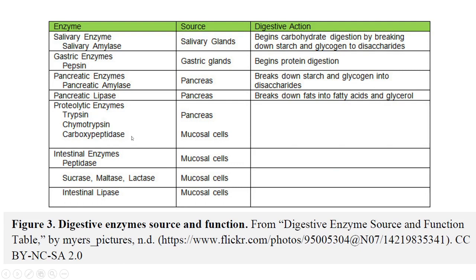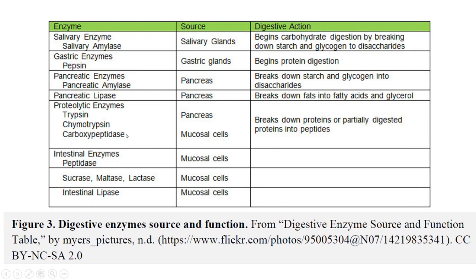How about trypsin, chymotrypsin, carboxypeptidase? So you can actually know peptidase, carboxypeptidase. So you got an idea here. They are proteolytic enzymes from the name proteo. You will know that this would be functioning as breaking down proteins or partially digested proteins into peptides. And they can be found in the pancreas and the mucosal cells.